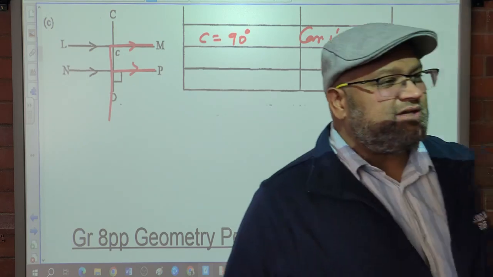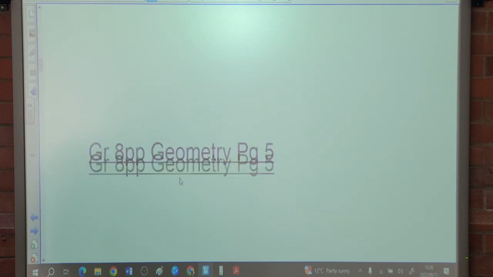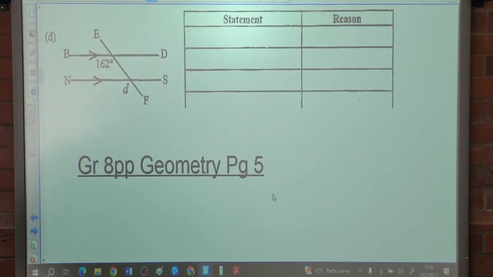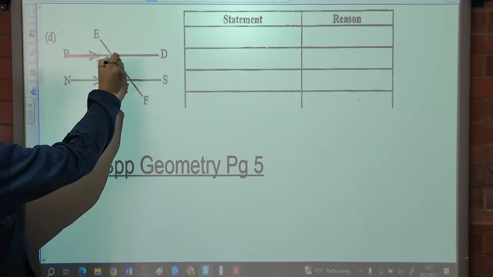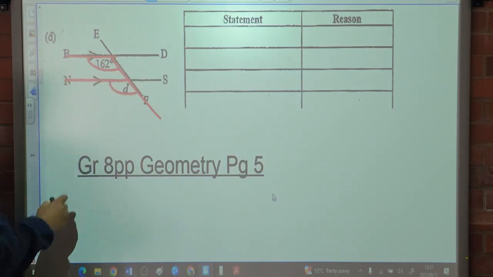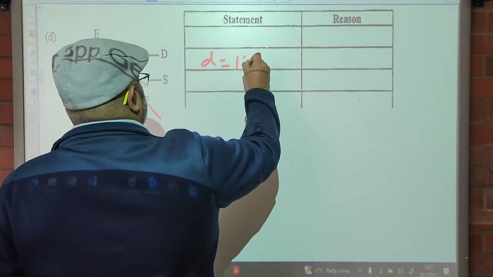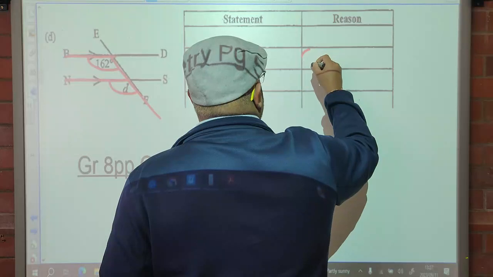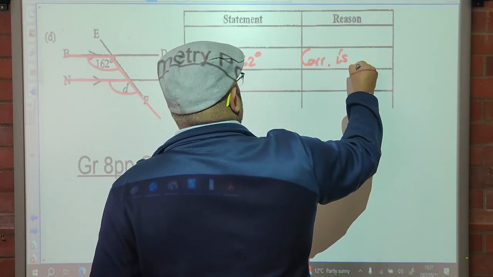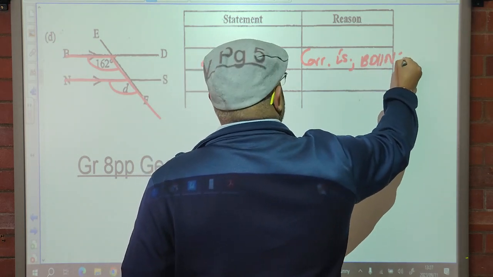Okay, so any confusion there? No? D. Again, the corresponding angles are coming into play here. You see that? So D is equal to 162 degrees. Why? Corresponding angles with BD being parallel to NS.